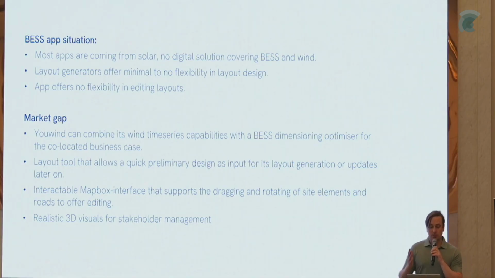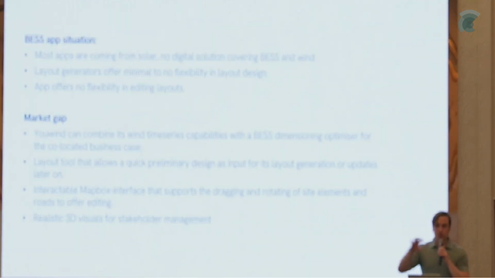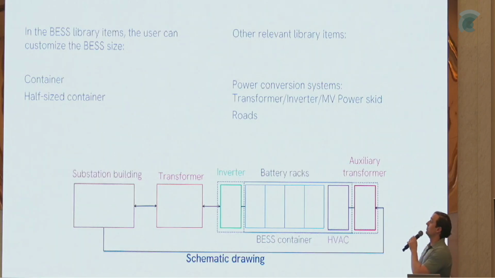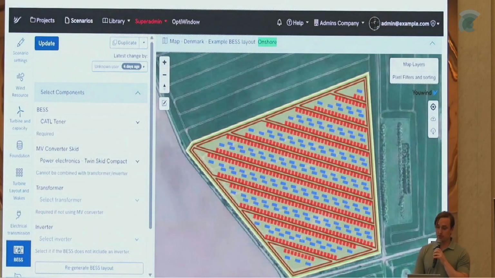So what we wanted to do was to combine the time series that we have for production, so the power output of your wind design, with an optimizer that looks at this co-located business case. So what we have is a layout tool where we look at different items. First, you have BESS library items, such as turbines. So you basically choose which BESS unit should I use, which converters should I use, which inverters, and how to actually rack these items into one simple layout as you would do with a turbine layout.